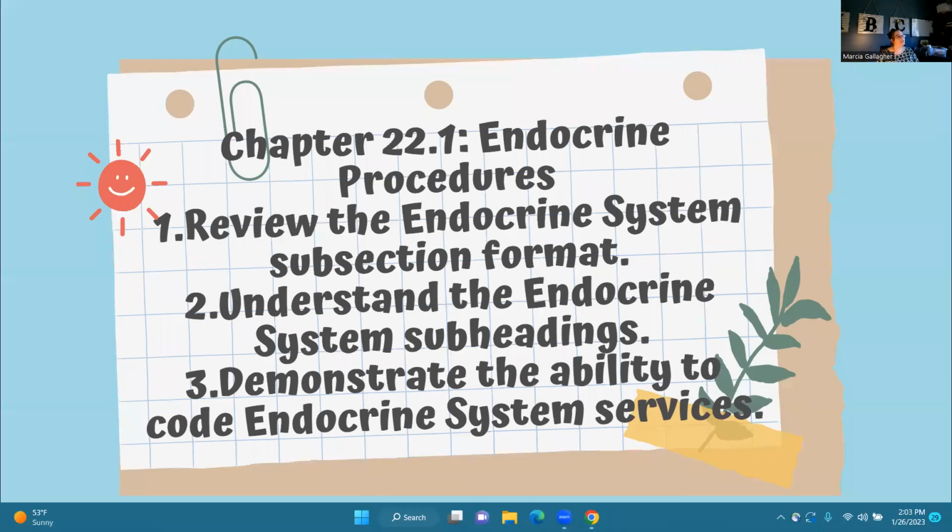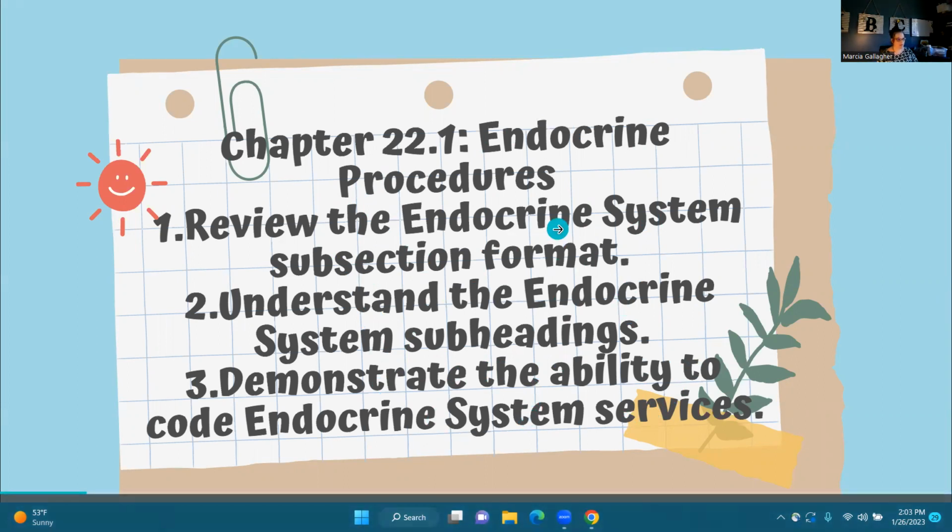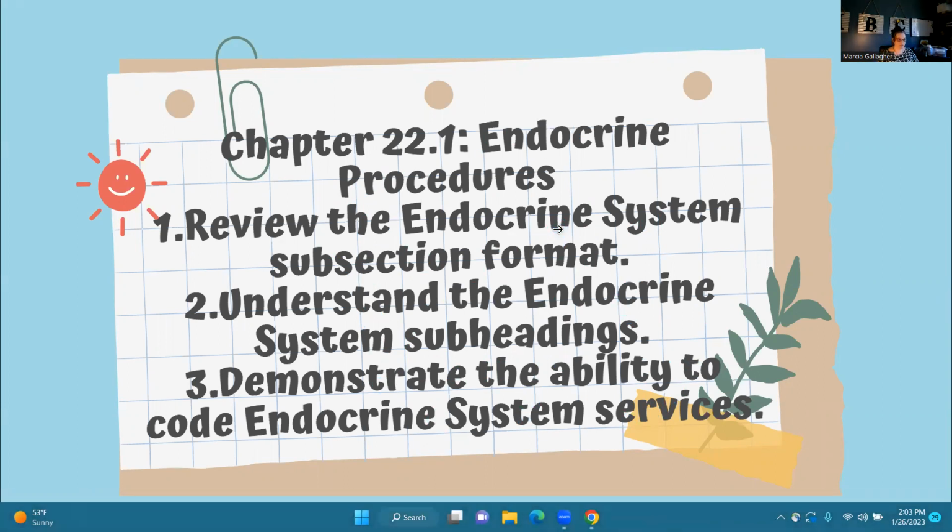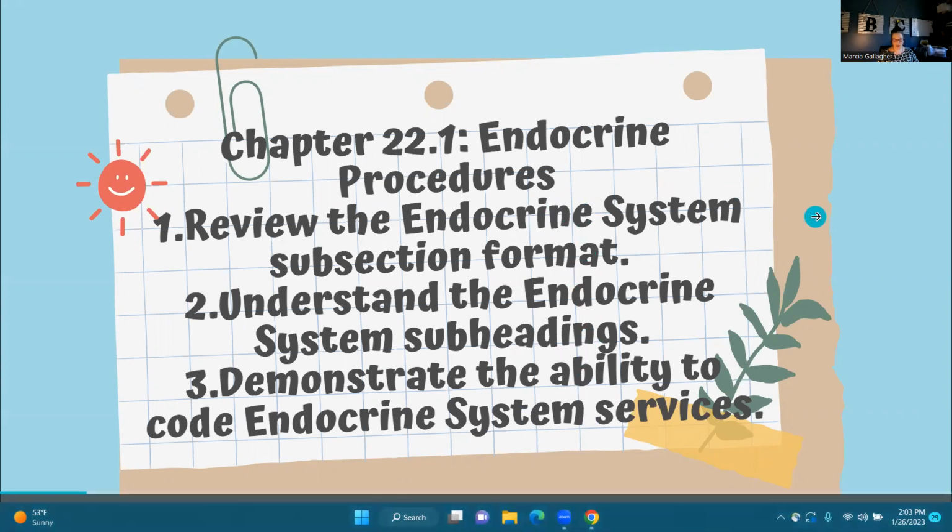So chapter 22 is the endocrine and nervous system. These are your objectives: review the endocrine system, understand the endocrine system, and demonstrate the ability to code the endocrine system. But there's also more. This also is going to cover the nervous system, and we're going to review the nervous system and all of these aspects also.